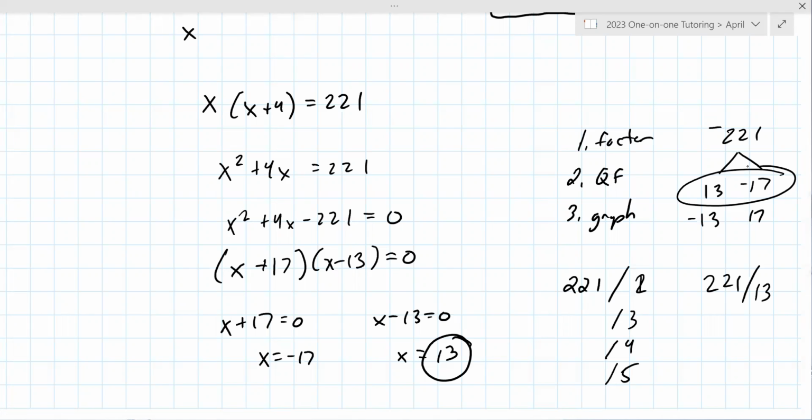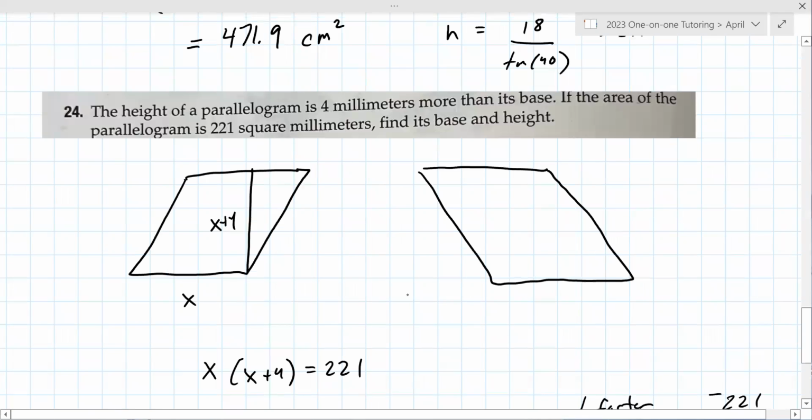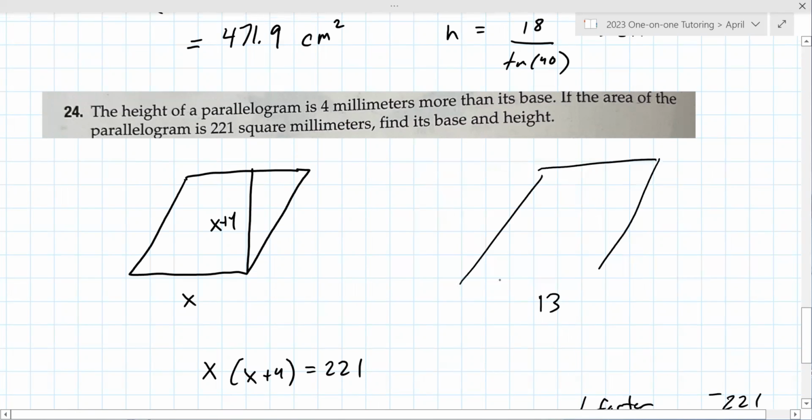Yeah, 17. Okay. Is that okay? Can we move on to 20? Oh, I'm sorry. Yeah, I guess that is it. The base is 13. Let me draw it. Because we've got to go back and actually do it. So the base is 13. The height is 13 plus 4. And these are in millimeters.